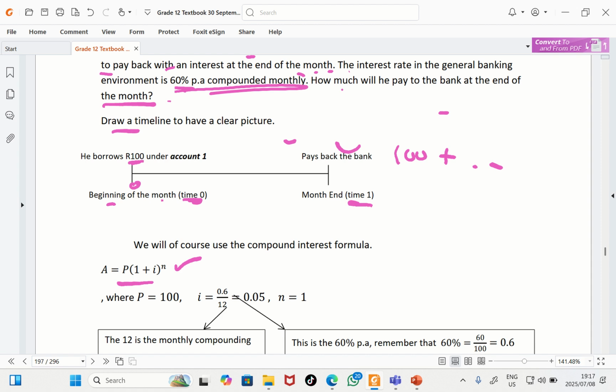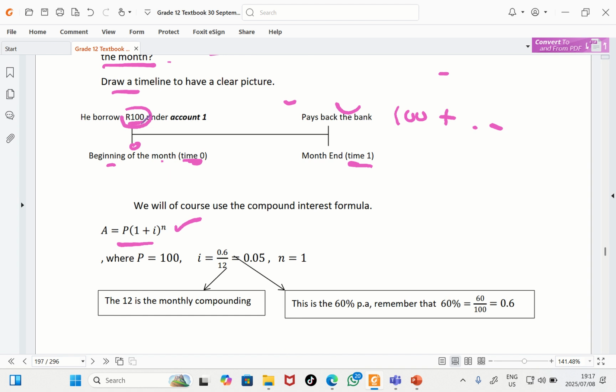Whenever you're dealing with such scenarios, think of it this way. It's almost like the bank borrows money from Utapelo, right? Wait, I'm confusing it. The bank borrows money from Tapelo. Yeah, okay, it's that way. So it's almost like the bank borrows money from Tapelo, and then the money gains interest. Does that make sense?